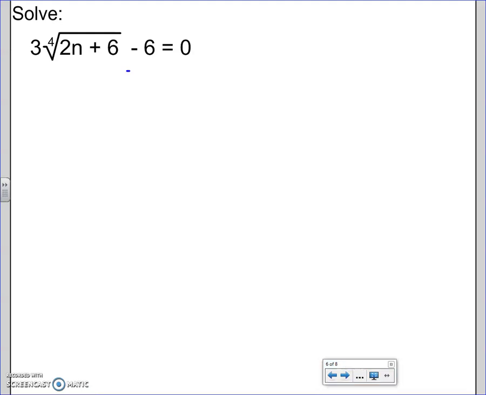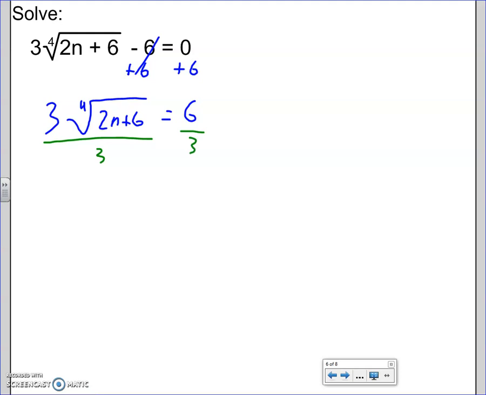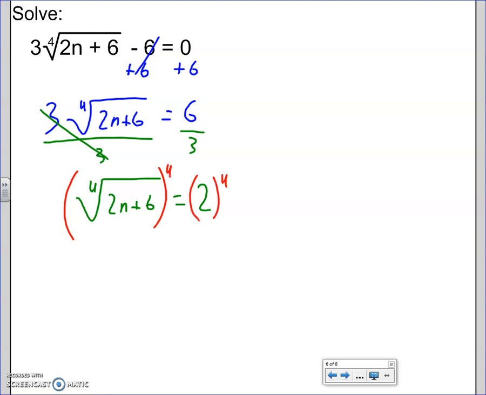Get it by itself. I'm going to add 6 both sides. So 3 times the 4th root of 2n plus 6 equals 6. Get rid of that 3 in front by division. So 4th root of 2n plus 6 is equal to 2. To get rid of the 4th root, you need to use a 4th power. 4th root, 4th power cancels out. This is 2n plus 6.